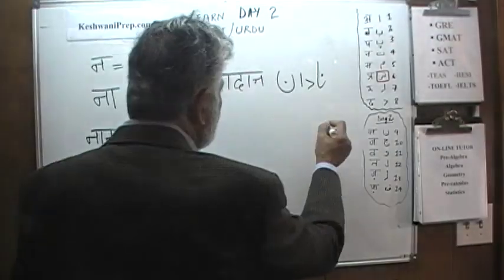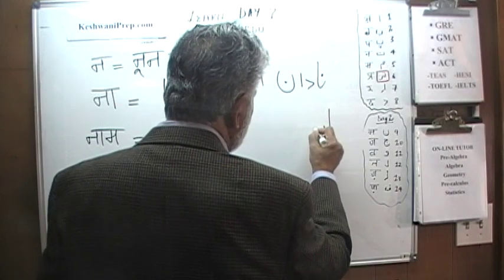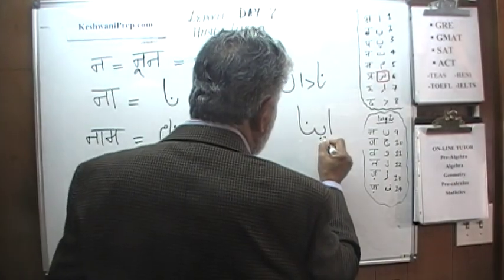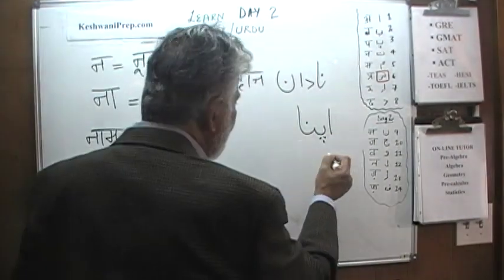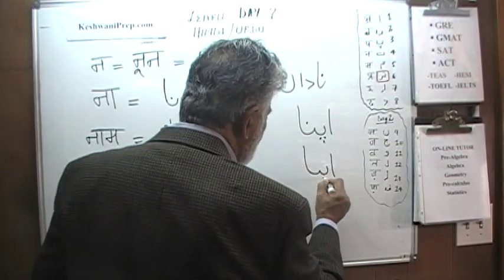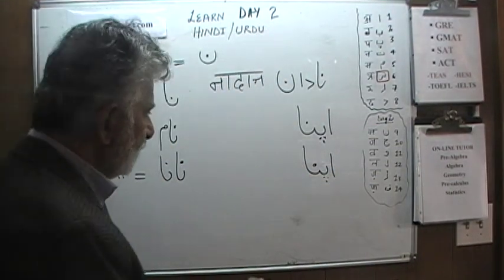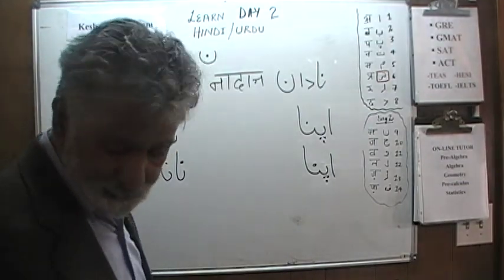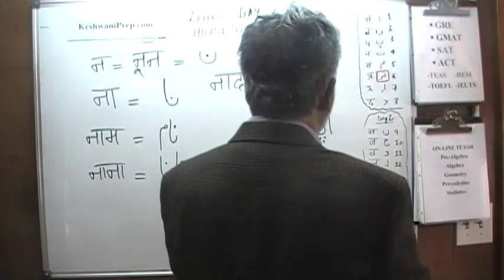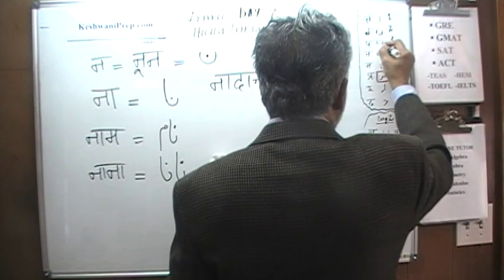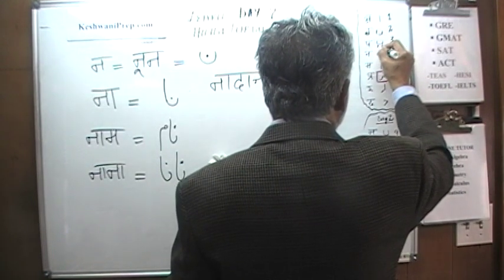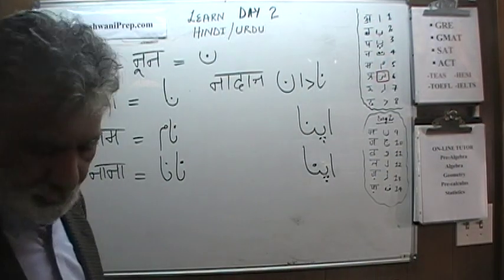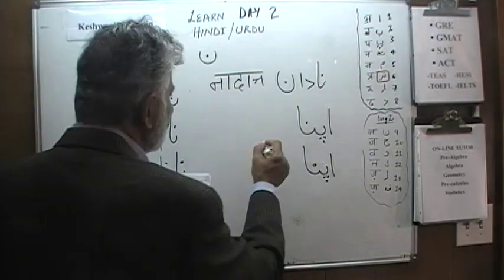Here's another one, Alif, and then this is Pa, and then Na. Apna. Except when you're writing, you don't stop in the middle of it to write the dots, you just continue. And you just have to come back and remember where the dots go. There are three dots there for P, one, two, and three. And there are two dots. Apna, as in ours.